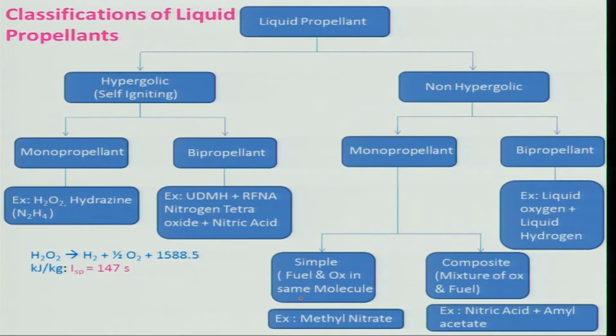But it is quite dangerous, and one has to be careful about this methyl nitrate. And a composite means a mixture of oxidizer and fuel. In methyl nitrate, the fuel and oxidizer are in the molecule itself, but here you are making a mixture of nitric acid and amyl acetate, and then you will have to give some kind of ignition energy, because it is basically non-hypergolic.